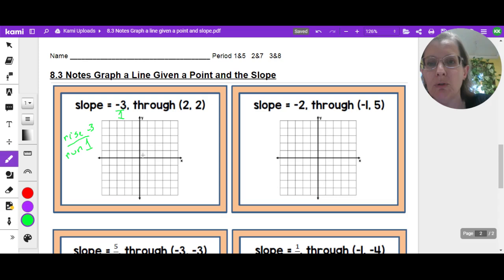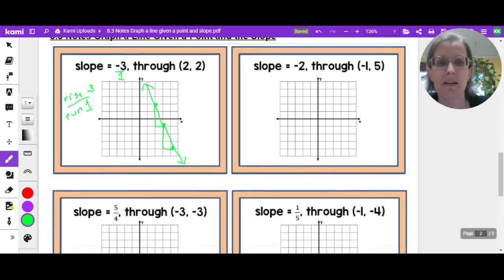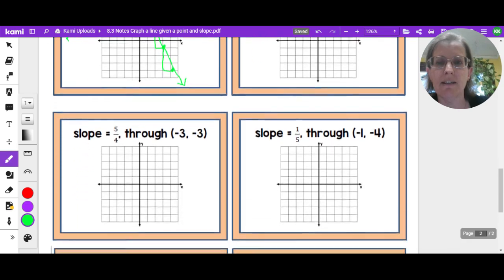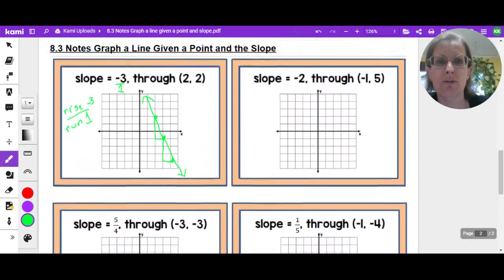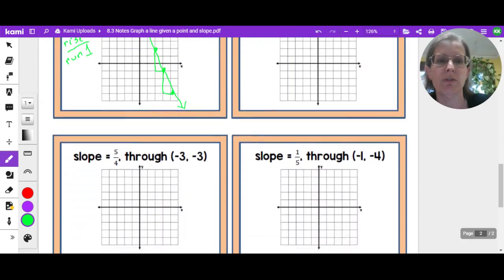So I find my point 2, 2, positive 2, positive 2. There's my point. And my slope is -3 over 1. So I'm going to go down 3 over 1, put my dot, down 3 over 1, and put my dot. There's my line. Now let's try this next one. You're going to try the slope of -2 on your own.